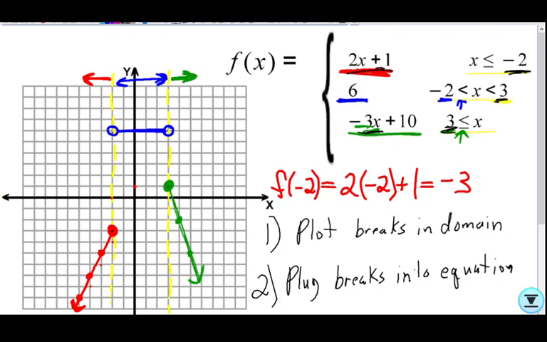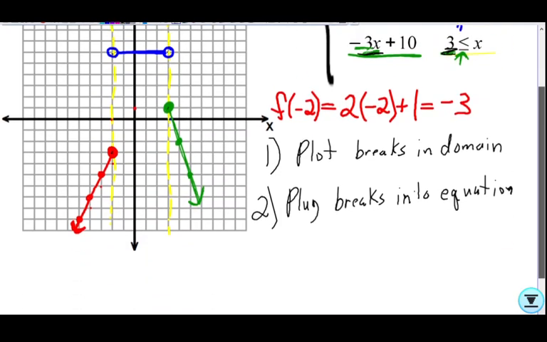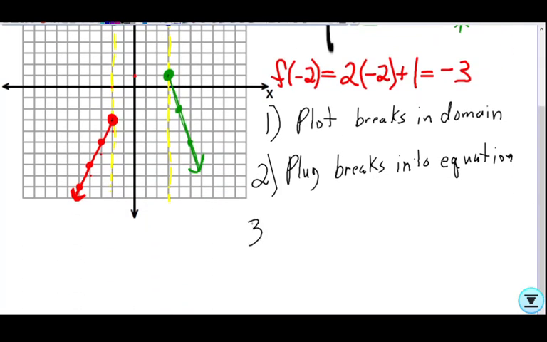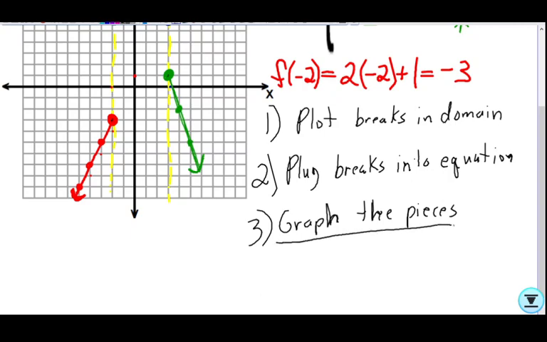Because in order to find where it is after that, we need to know where it's starting and where it's stopping, okay? So plot the breaks in the domain, plug in the breaks into the equations, and then 3, graph the pieces. And then for that part, you can either use your transformations or you can plug in coordinates, points, whatever you want to do this part, okay? Whatever you feel comfortable doing, okay? Those are the 3 steps that we're going to do every single time we do a piecewise function.